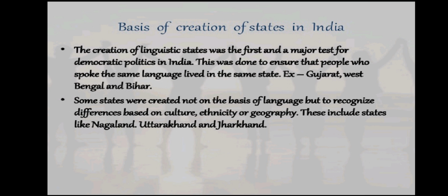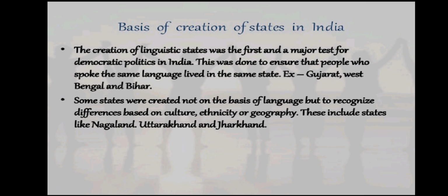Many old states have vanished and many new states have been created. Areas, boundaries, and names of the states have been changed. In 1947, the boundaries of several old states of India were changed in order to create new states. This was done to ensure that people who spoke the same language lived in the same state.